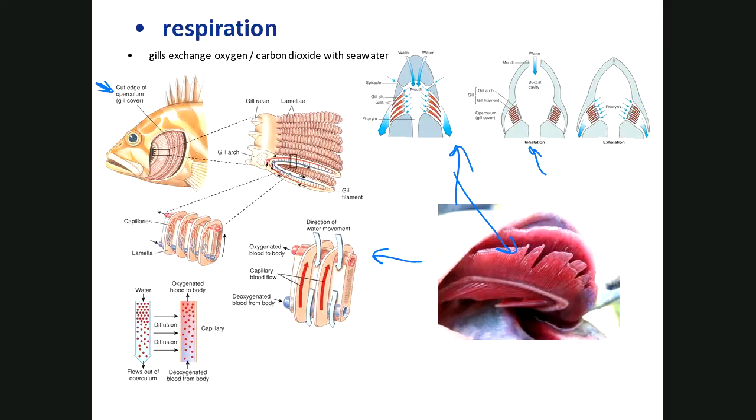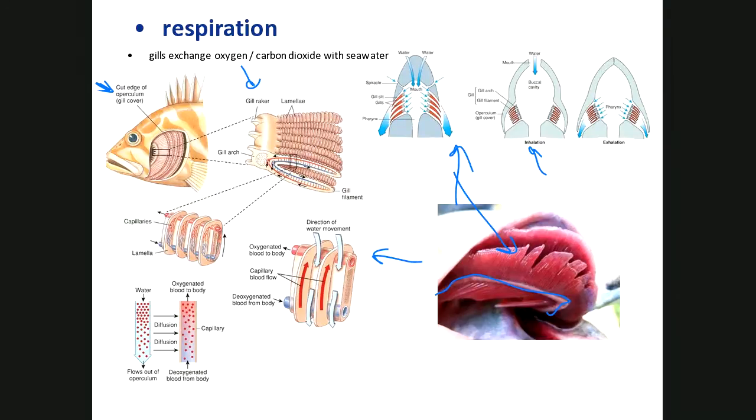Okay? That's how they filter feed as well. Because one of the things that are on gills, you can almost see them on the front of these gills right here, those are called gill rakers. Gill rakers keep the gills clean, but what they also do is fish can use them to trap food on, okay? You can see a gill raker in the illustration up here.